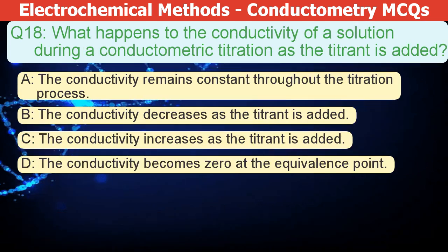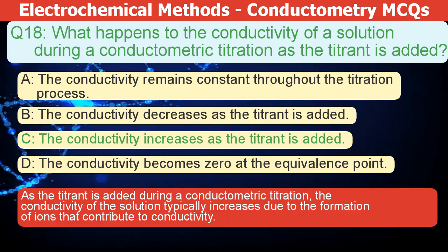What happens to the conductivity of a solution during a conductometric titration as the titrant is added? A. The conductivity remains constant throughout the titration process. B. The conductivity decreases as the titrant is added. C. The conductivity increases as the titrant is added. D. The conductivity becomes zero at the equivalence point.